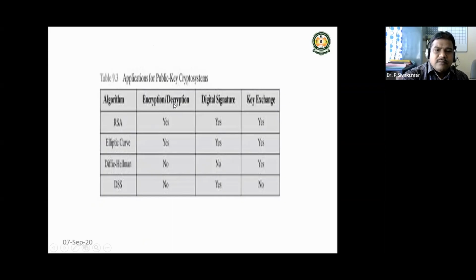The RSA algorithm is used for encryption, decryption, digital signature, and key exchange is also possible. But some other methods, for example Diffie-Hellman, are only key exchange algorithms, not for encryption and digital signature. RSA is used for all three. That's why we take the RSA algorithm first. Similarly, DSS, the digital signature standard, is only used for digital signatures, not for encryption and key exchange.